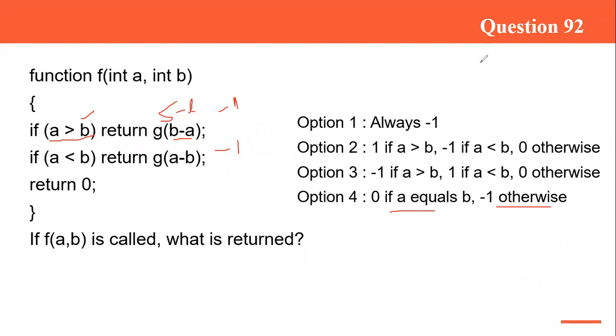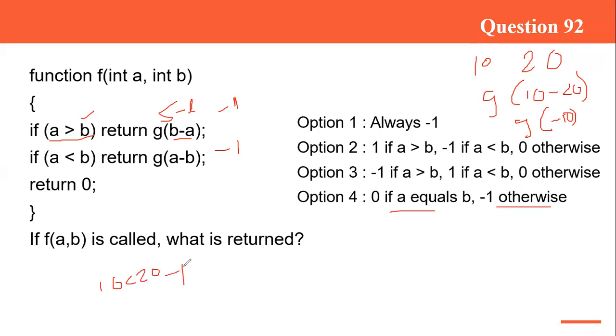Very simple. See, take 10, 20. If I take 10, 20, what you are doing? 10 greater than 20. Is it true? False. 10 less than 20. Is it true? Yes. That means you are calling G of 10 minus 20. 10 minus 20 means what? Minus 10. If you are calling G function with -10, what will it return? -1. Right? So if 10 less than 20, we got -1.